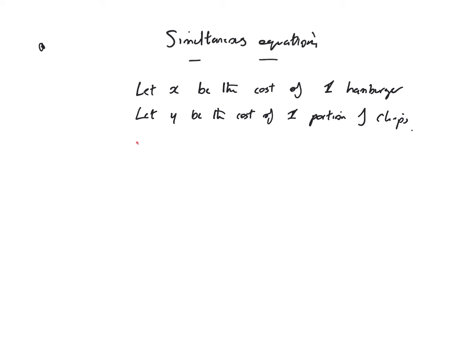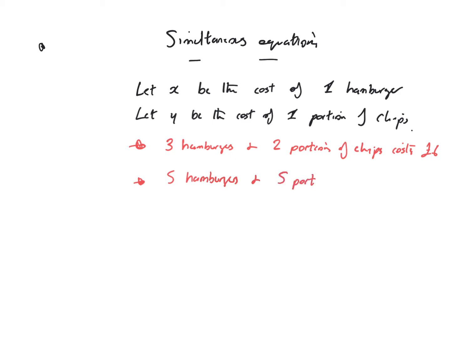Okay, so they're going to say that altogether 3 hamburgers and 2 portions of chips costs £6, and 5 hamburgers and 5 portions of chips costs £11.25.